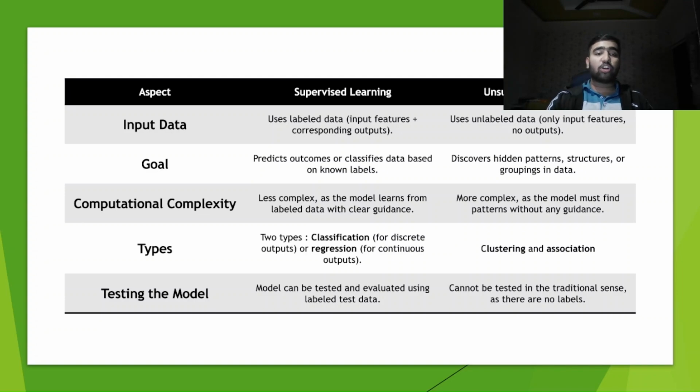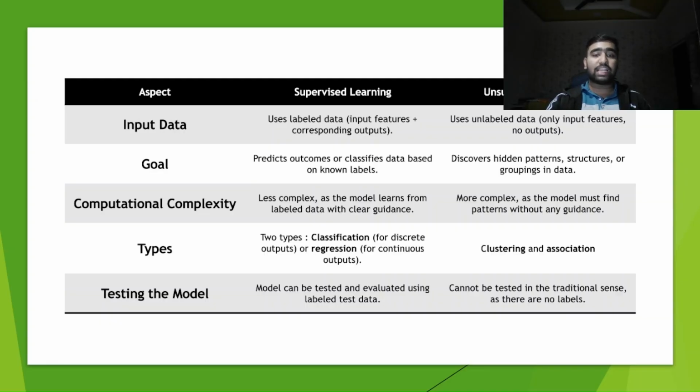The computational complexity for supervised learning is less because we already have labeled data, so it provides clear guidance to the algorithm. Whereas in unsupervised learning, since there is no labeled data, there is not enough guidance, hence there is more computational complexity. There are two types of supervised learning problems.